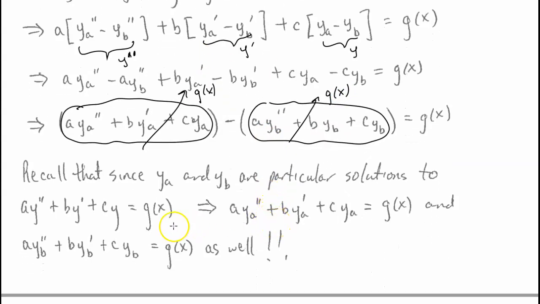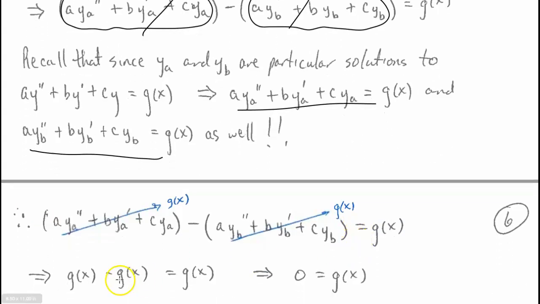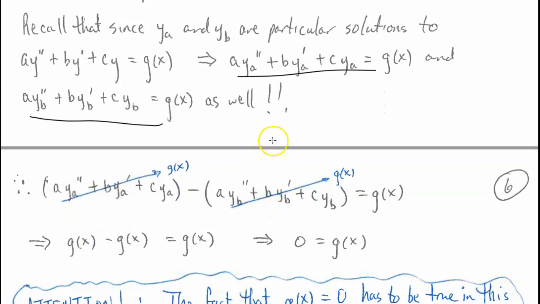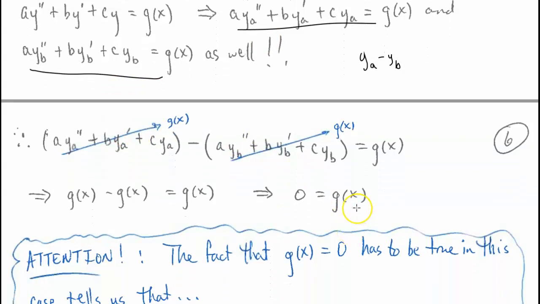And since both this and that have to equal g of x, when we plug everything in, we see that the only way that y sub A minus y sub B is going to be a solution to our second order linear non-homogeneous equation is if g of x is 0. Okay?